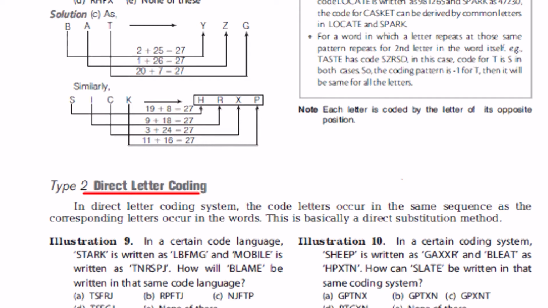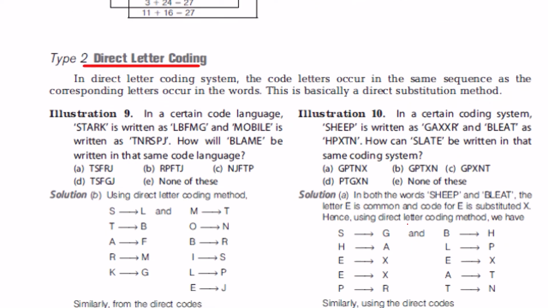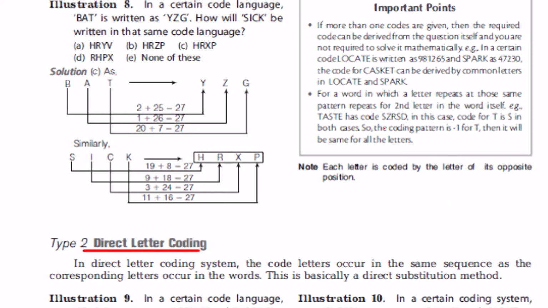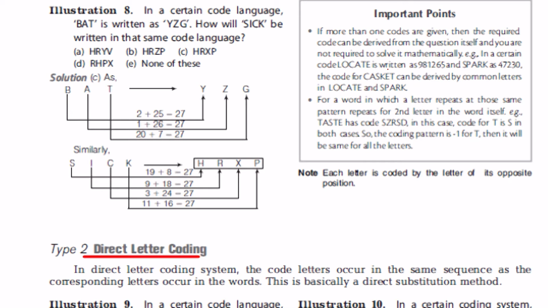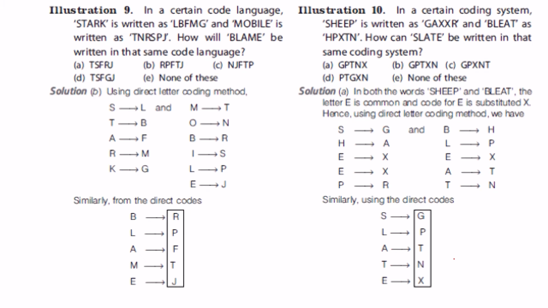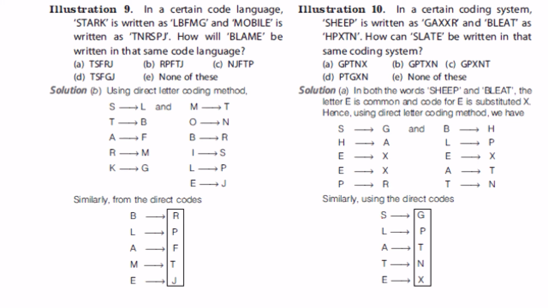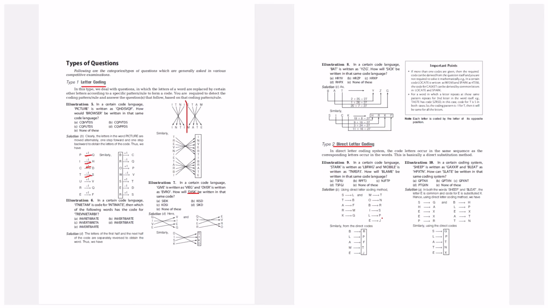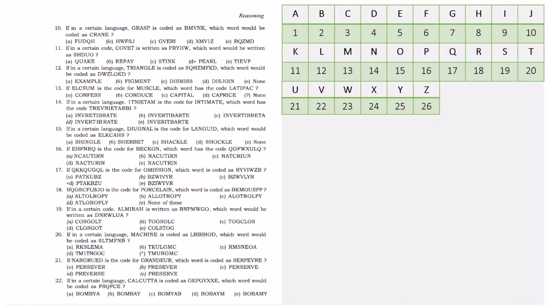And then in the direct letter coding, it's just direct, not indirect. You just have to map each letter. It's the direct method. So there'll be +1, -1, or in between 3, in between 2, like that. Let's move on to the next slide to solve some questions. If you solve some questions, you'll get everything easily. Let's move on to the next page.